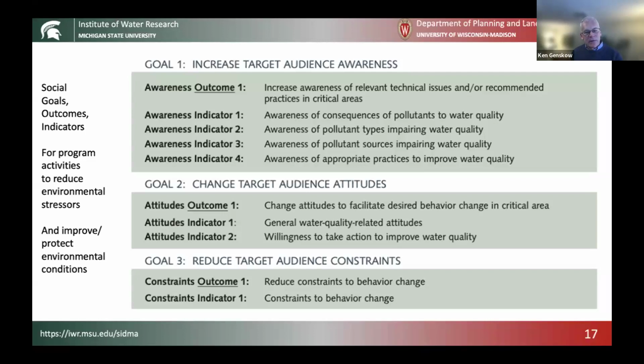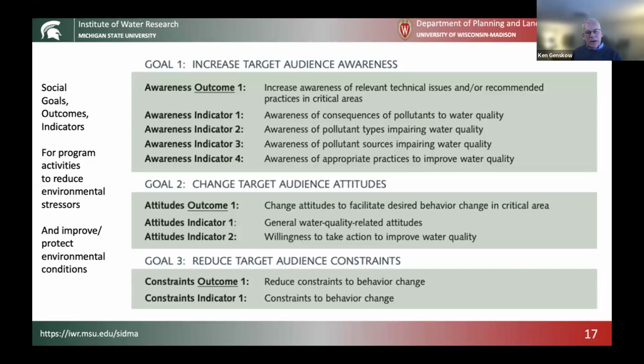So we're talking about indicators for these 4 elements related to awareness of the consequences of pollutants to water quality, awareness of the different types of pollutants that are impairing that water quality. And again, these are customizable somewhat for different conservation initiative needs. Awareness of the actual pollutant sources, so not just the types, but the sources of those things, and then awareness of appropriate practices they could use to improve water quality.